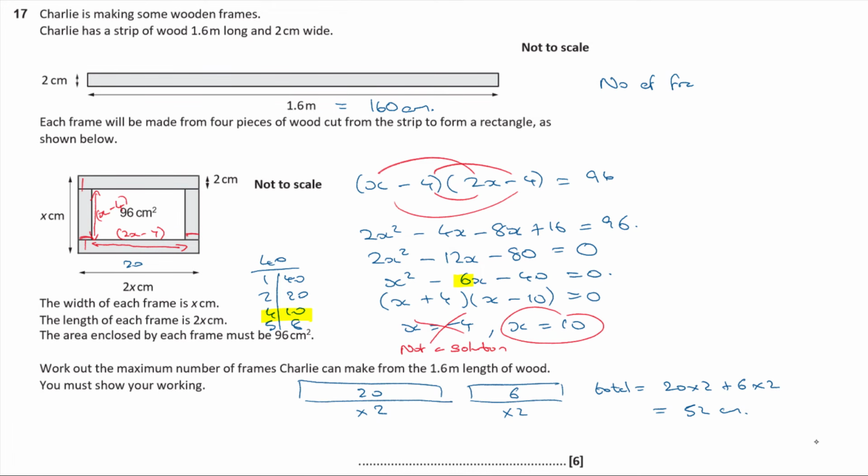Number of frames is going to be the 160 centimeters I've got divided by the length 52. How many times does 52 go into 160? Well, it's roughly 3, isn't it? It's 3 with a bit left over. 3 remainder. 52 times 3 is 156, so it's going to be another 4 centimeters wasted, isn't it? But it roughly goes in 3 times, okay, with a little bit to spare. So we can make 3 frames from that length of wood.